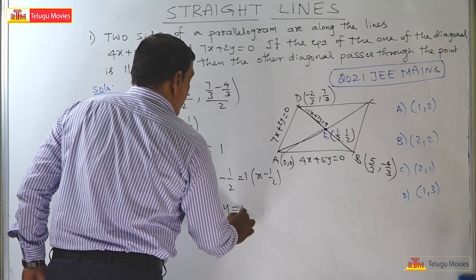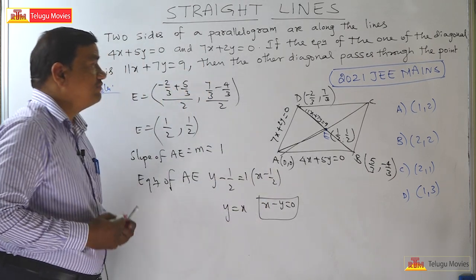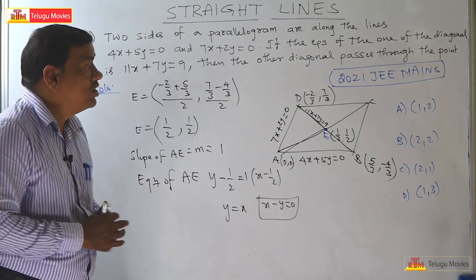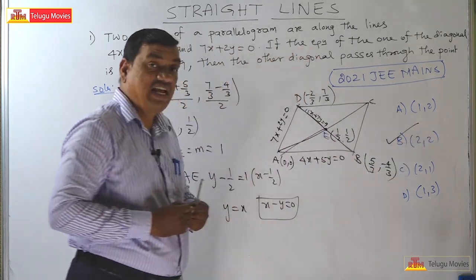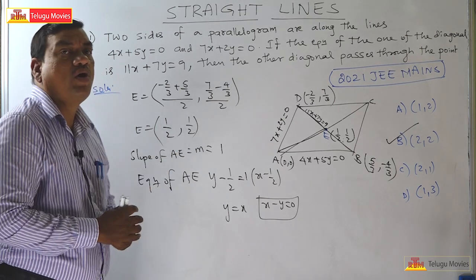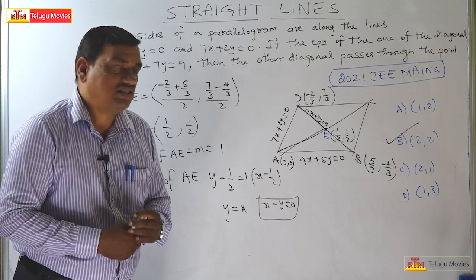So, this is y is equal to x, or x minus y is equal to 0. So, x minus y is equal to 0 is the equation of the diagonal AC. That means the x coordinate and y coordinate both are the same, so your answer is 2 comma 2. Such type of problems are also given in your JEE Mains examination.